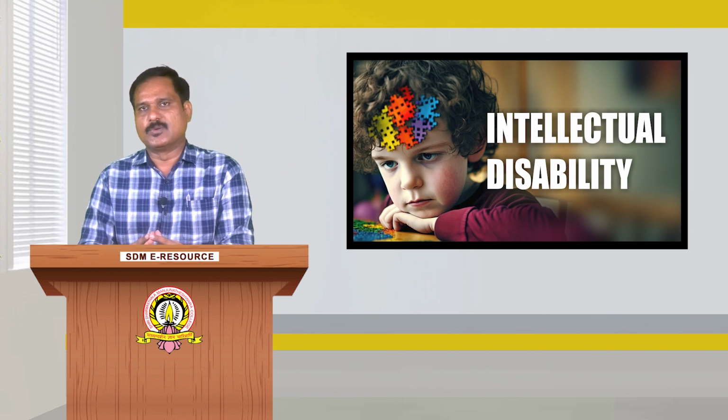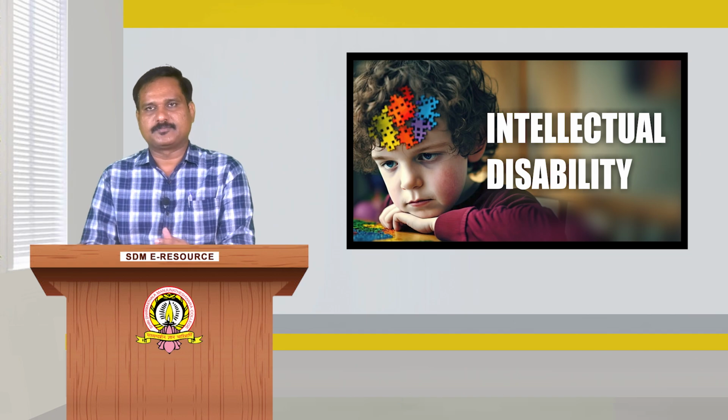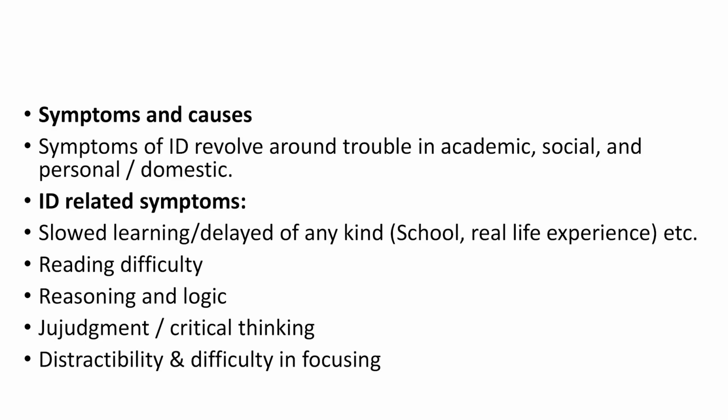So overall, DSM-5 says that the child must have proper performance in terms of cognitive functioning as well as adaptive behaviors. The adaptive behaviors are where we can see in day-to-day life whether the child is able to perform well, for example in domestic work. There are some symptoms and causes also.